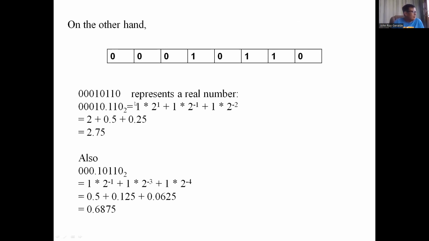Okay, for example, this is a number: 01100010110. If the decimal point is placed here, what's the actual value? So 1 times 2 to the 1, and 0 here is times 2 to the 0, it's not important, okay? This one here is times 1/2 or 2 to the negative 1. This one here is times 1/4 or 2 to the negative 2. So it will be 2 plus 1/2, which is 0.5, and 1/4, which is 0.25, right? So this is 2.75. Okay, do you follow?